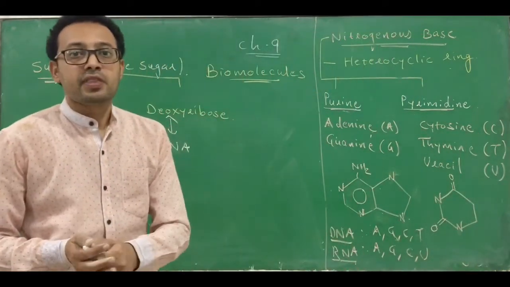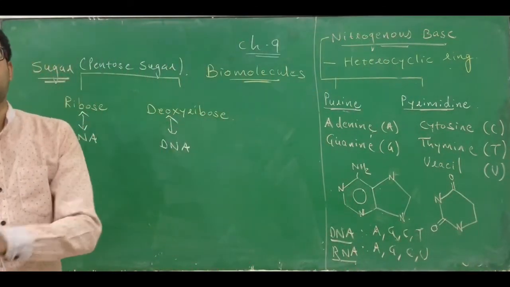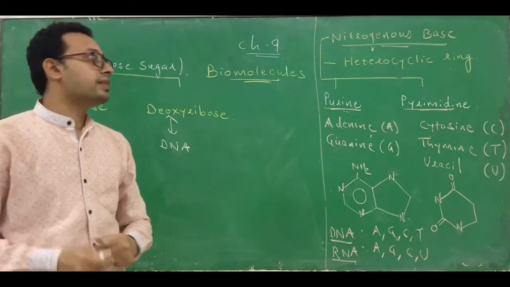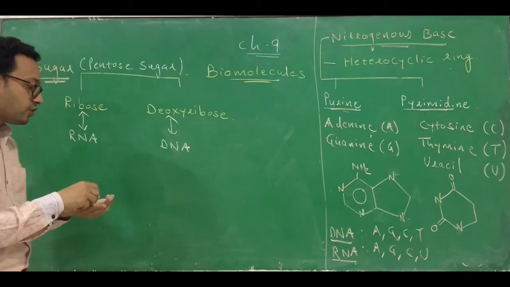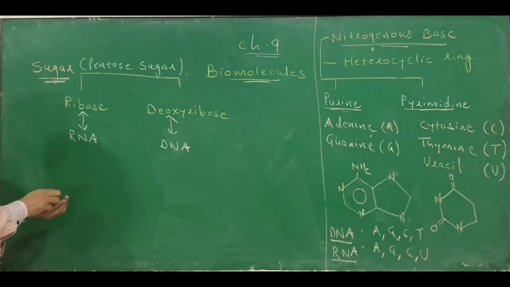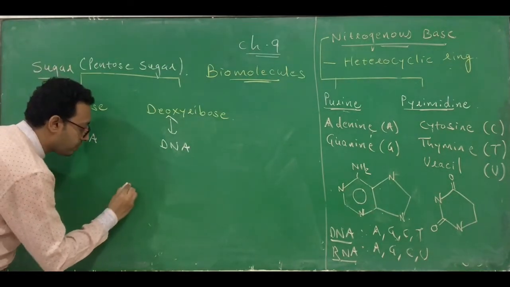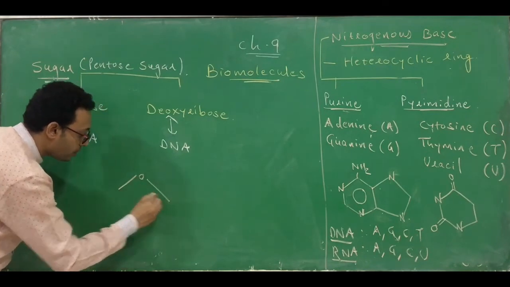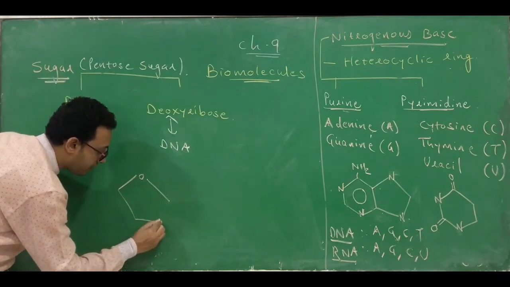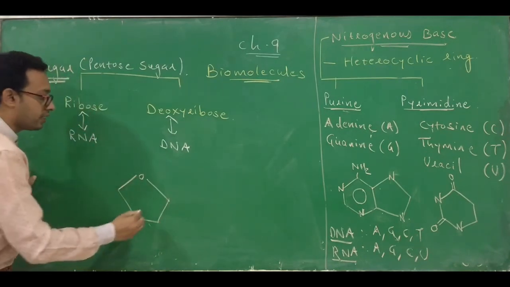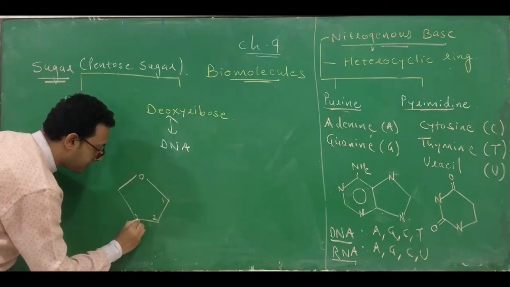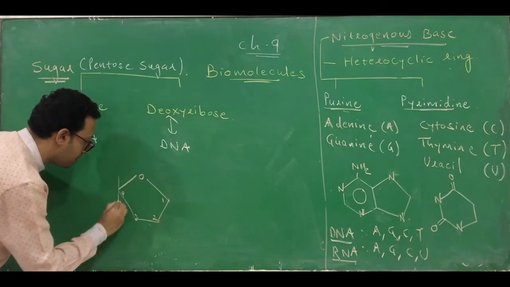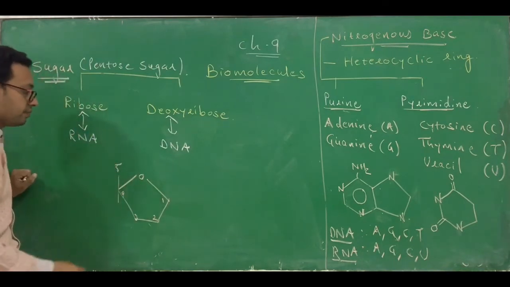Now you know that the nitrogenous base and the sugar combine together and form a nucleoside. Okay, so first we try to make the nucleoside. How can we make a nucleoside? It is a pentose ring, so I am drawing the structure of the pentose ring. This is a pentose ring. This is the first carbon, this is the second carbon, the third carbon, this is the fourth carbon, and this one is the fifth carbon.